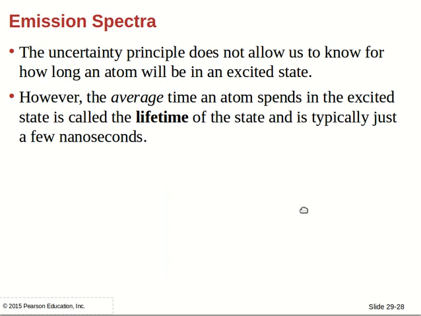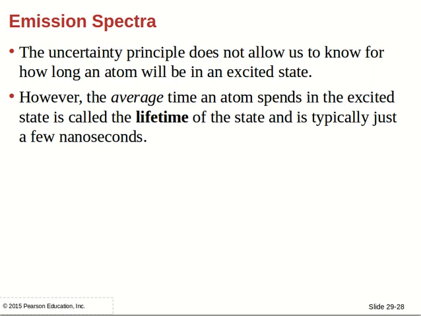Also, atoms have a typical lifetime, which is on the order of about 10 to the minus 8 seconds, a few nanoseconds. And we don't actually have the ability to calculate the exact time that a particular atom is going to exist before it makes that transition to the ground state, but we can calculate the average time. The uncertainty principle does not allow us to know how long a particular atom will be in an excited state. But the average of a big collection of atoms all in that excited state can be measured, and that average value is called the lifetime of the state. And as I said, it's typically only a few nanoseconds.